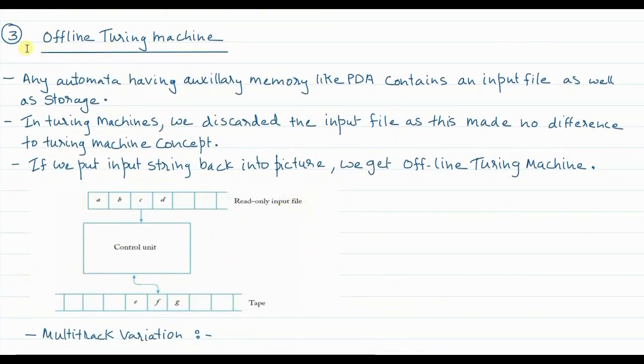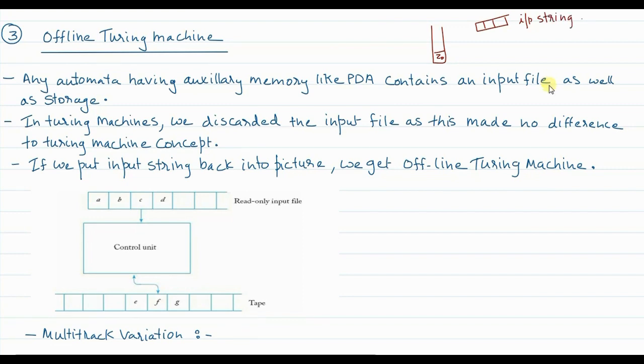Now the third kind of variant of Turing machine is called the offline Turing machine. Now this is an interesting concept. Let us go back to the previous automata that we have studied. We have seen an automaton which also had auxiliary memory, which is called a PDA. So what happens in a PDA? A PDA has an auxiliary memory called a stack, and apart from this there is also an input file. Whenever we talk about a PDA, it has a stack, and also there is a separate input file where you have your input string.